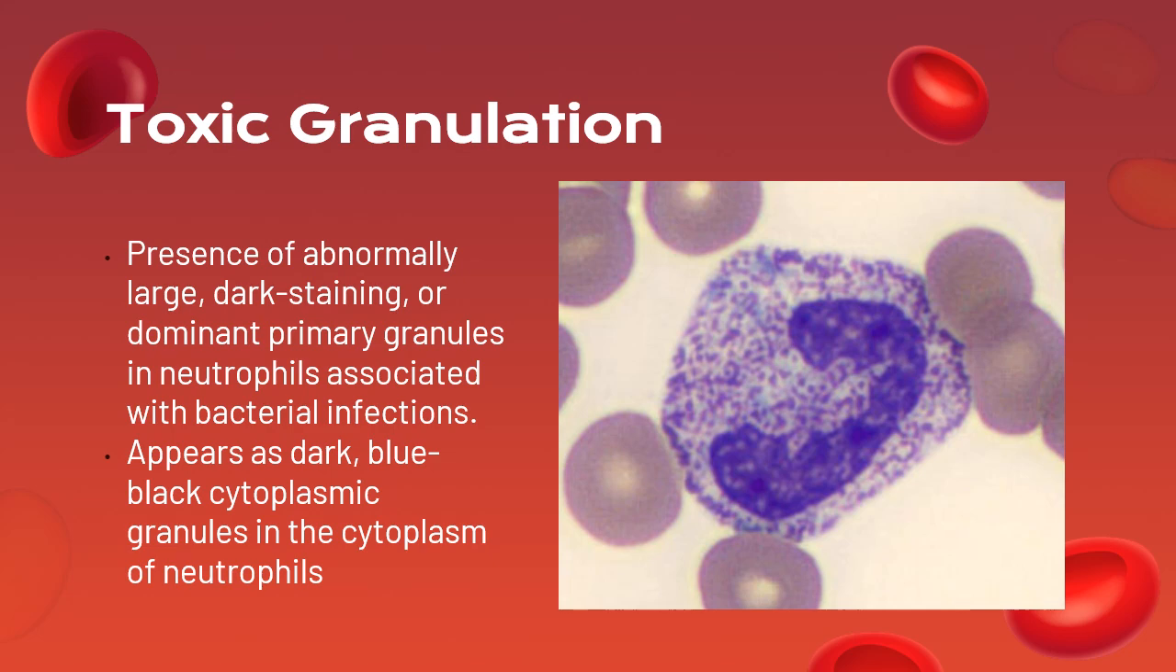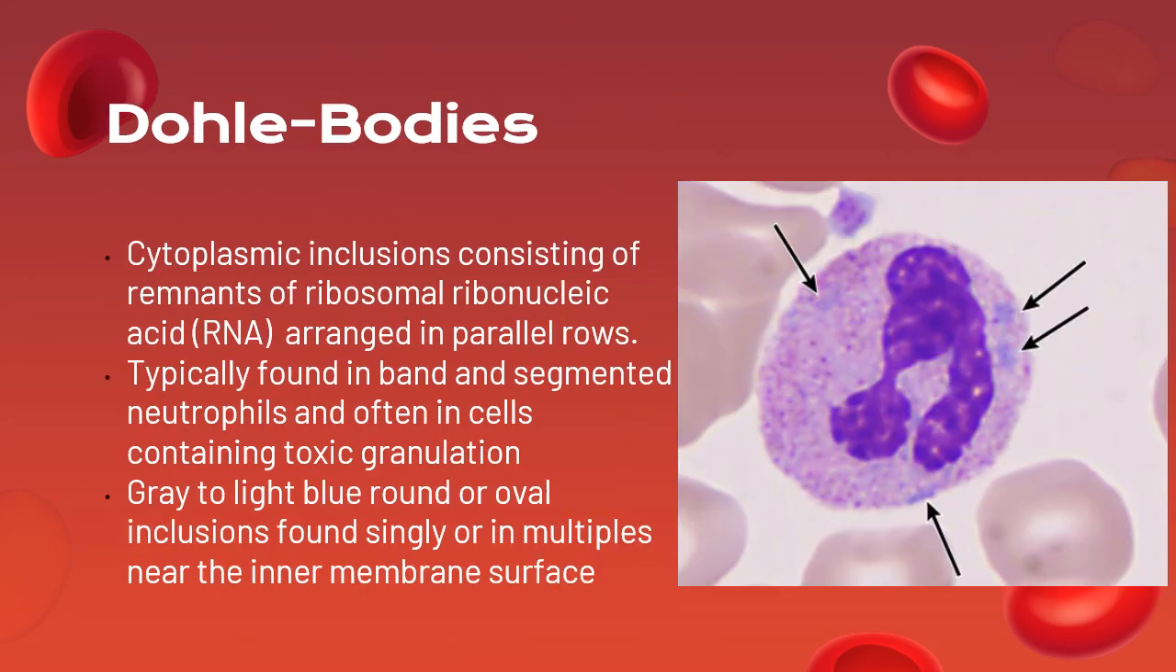Dohle bodies. They are cytoplasmic inclusions consisting of remnants of ribosomal ribonucleic acid or RNA arranged in parallel rows, typically found in band and segmented neutrophils and often in cells containing toxic granulations. Okay, so ayun siya, yung buo-buo na dark na parang malaking granule. Ayan. Parang guhit na blue. Yun yung Dohle bodies.